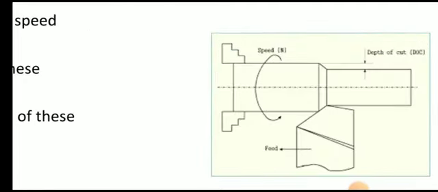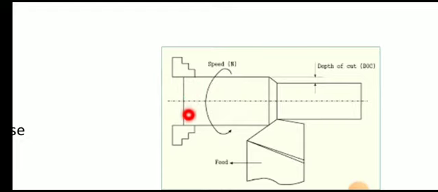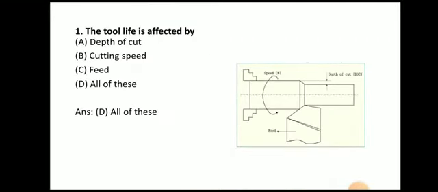So here you can see, this is the workpiece which is clamped in the chuck and it is rotating with some RPM. Then this is the feed. So the tool is traveling in this direction. How much the tool travels in one revolution, that is nothing but the feed, and this is the depth of cut. So your tool life depends on all these three parameters.